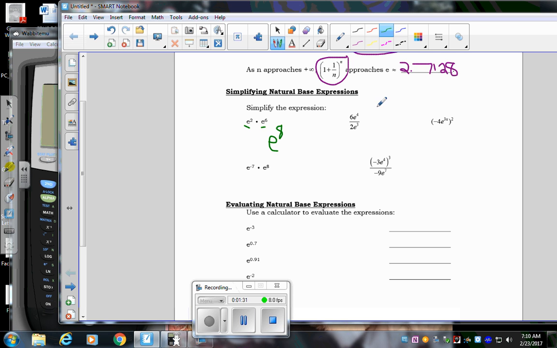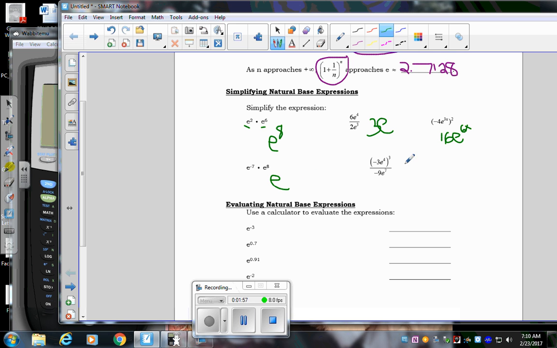When we divide, we can divide our coefficients and subtract our exponents, so I get 3e. When we have our outside exponent, just raise everything to the second power. So negative 4 squared is 16, e to the 3x squared, so then I just multiply those coefficients. I'm just using my basic exponent rules. Negative 7 plus 8 gives me e to the first, which is just e.